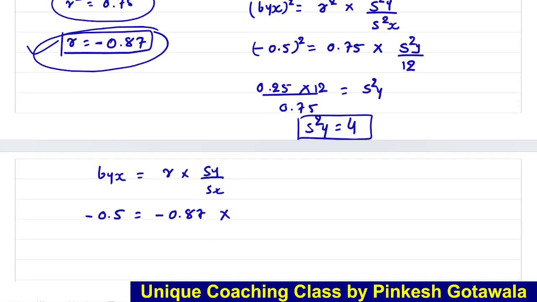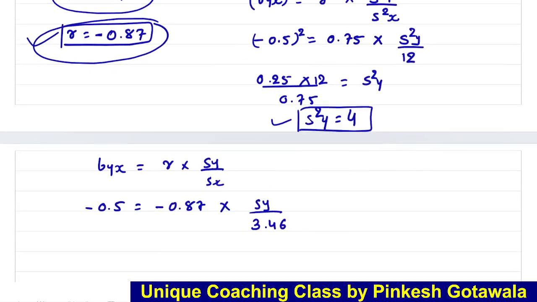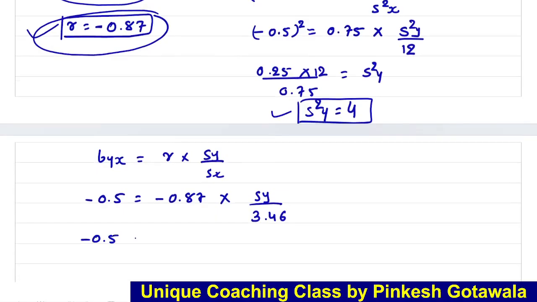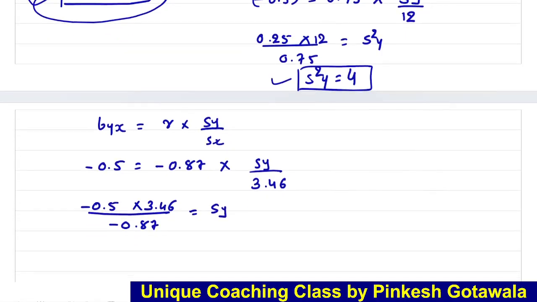If we take the root of 12, we get the answer 3.46. So here we have to do extra calculation: we have to take the root of 12 to find the value of Sx, and at last when we get the answer of Sy, we have to square it because they ask to find the square. So the effort increases a bit, nothing else. So let's find out that way also. Minus 0.5 into 3.46 divided by minus 0.87 is equal to Sy.